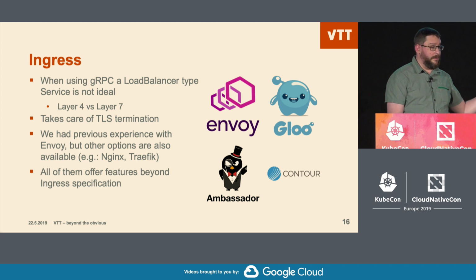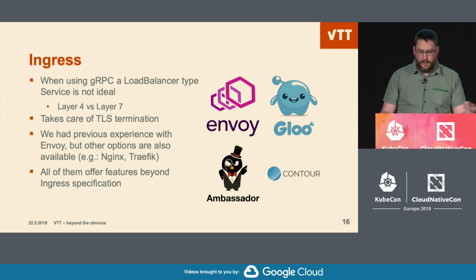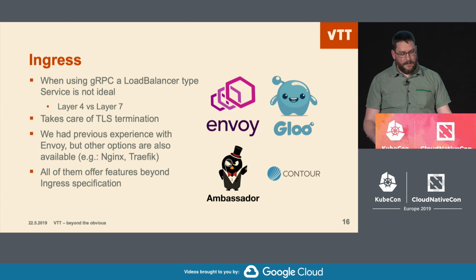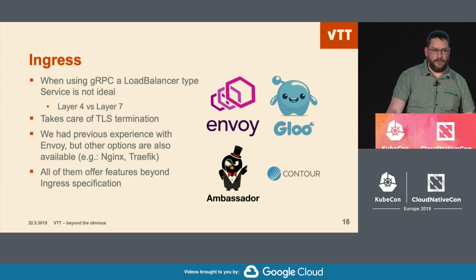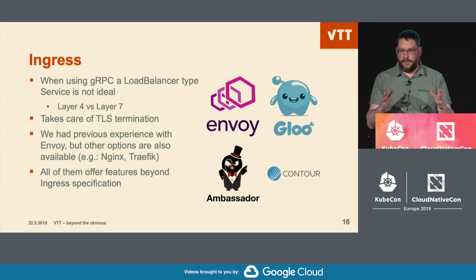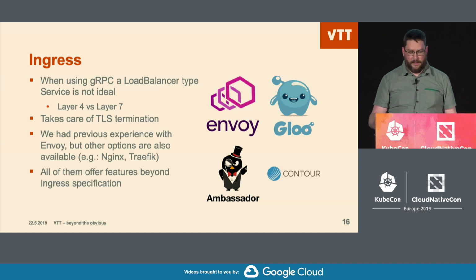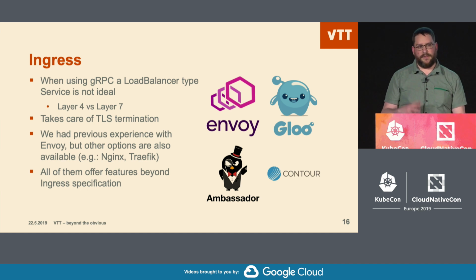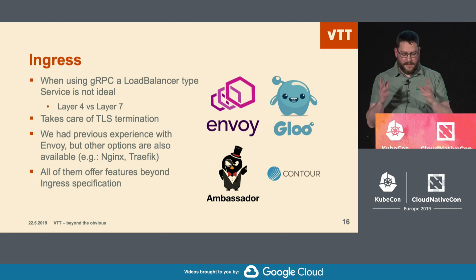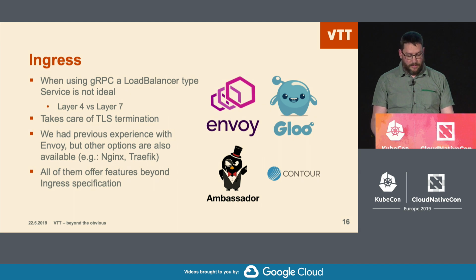And one thing that you could keep in mind when you are choosing your own Ingress controller is that all of them offer features way beyond the normal Ingress object that Kubernetes defined. So Glue, for example, offers things like rewrite, fault injection for testing. It can do really complex transformation of the request body and the header. Ambassador offers things like circuit breakers.